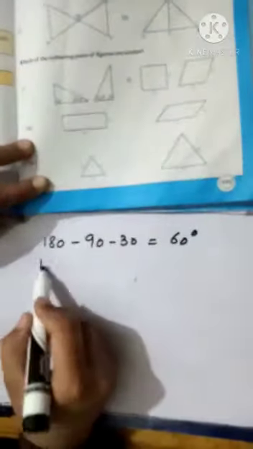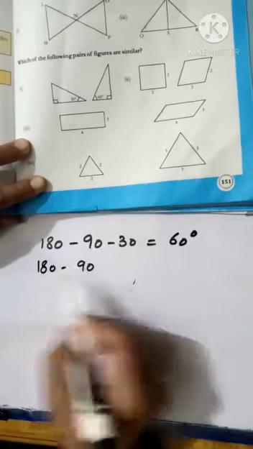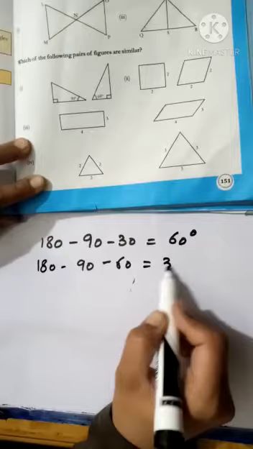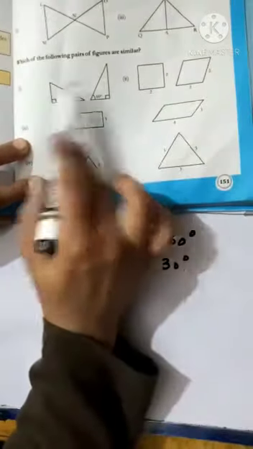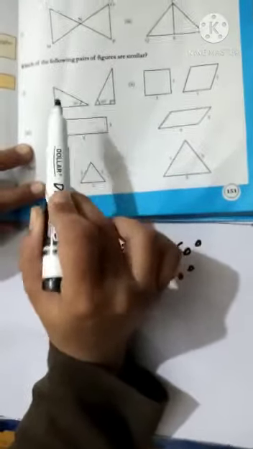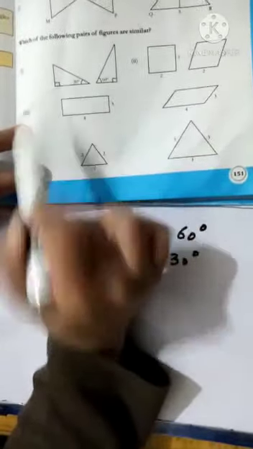Now in this triangle, again 90 and 60 are given. So 180 minus 90 minus 60, you will get 30. In this way, you will find the remaining angles and check that all the corresponding angles of these two triangles are congruent. So these triangles are similar.